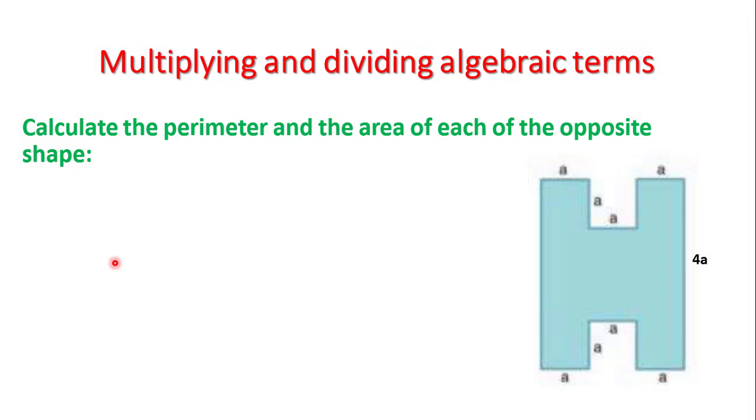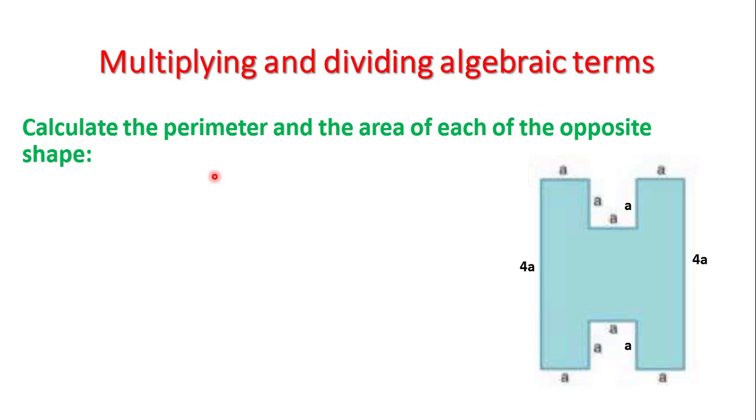Okay, here calculate the perimeter and the area of each of the opposite shapes. The first one here, we have this shape. We have some dimensions. Here we have 4a, so also here we have 4a. Here we have a, this length is a, and this length also is a, and the same here we have a.